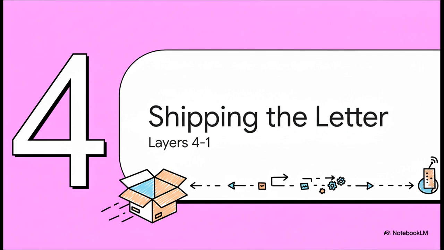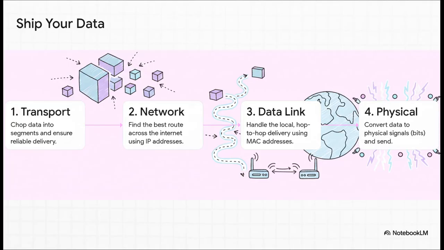And this is the job of the bottom 4 layers, the ones that handle all the nuts and bolts of getting your data from point A to point B. These 4 layers are basically the shipping department of the internet. They take your prepared data, chop it up for the journey, figure out the best way to get it there, handle all the local handoffs, and finally, turn it into physical signals for travel.